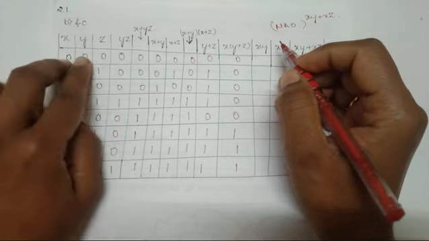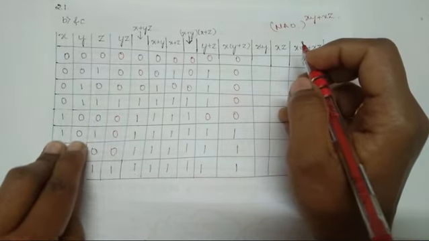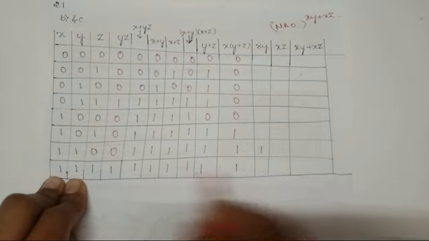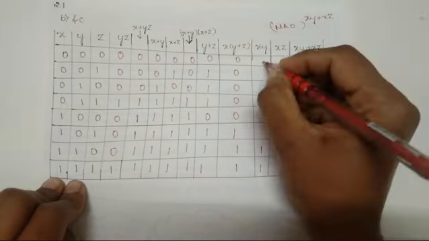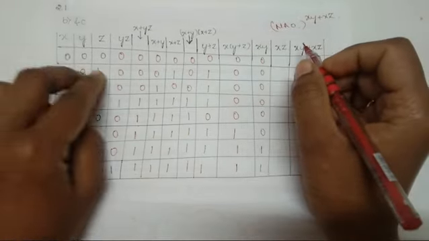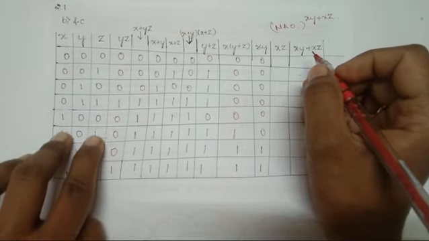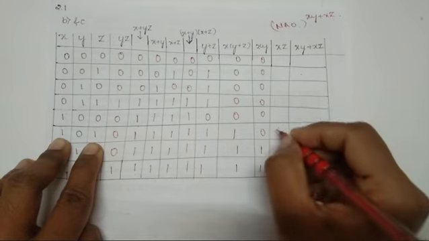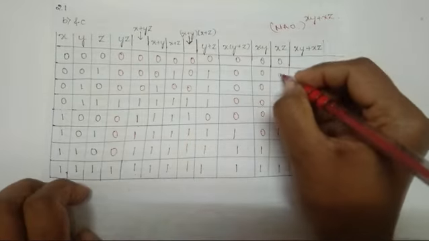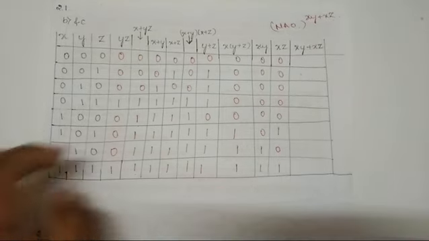Next, x into y. Look for all the ones. No, no, no, no. Here it is. So here it is 1. And it will be 1. Rest, enter with zeros. Okay. X into z. Look for all ones. Okay. 1 is there. No. Yes. So the other entries must be 0.